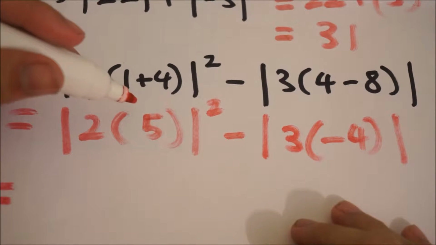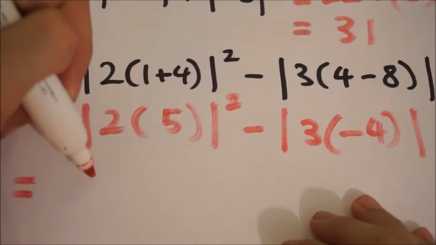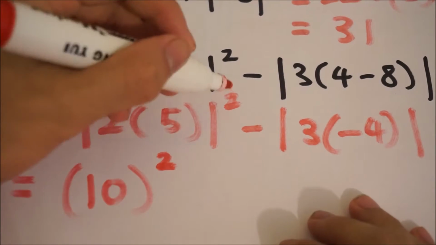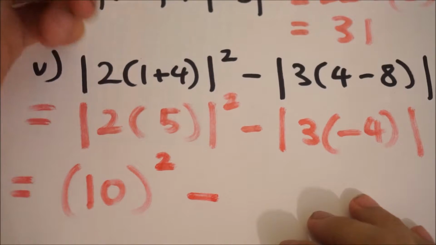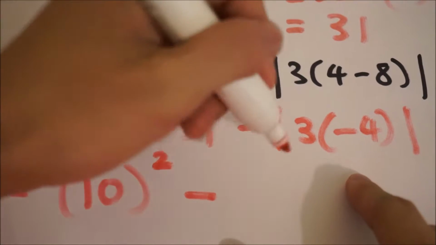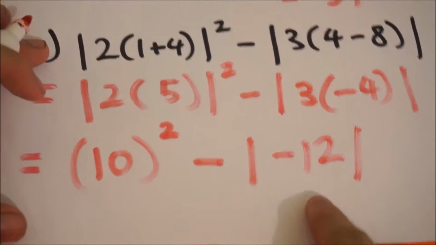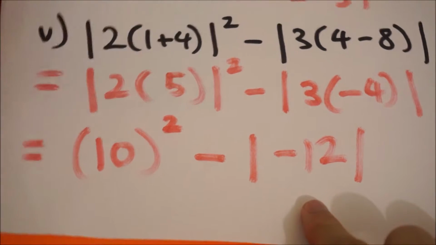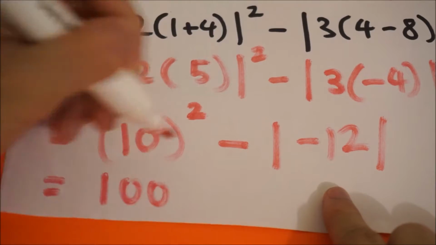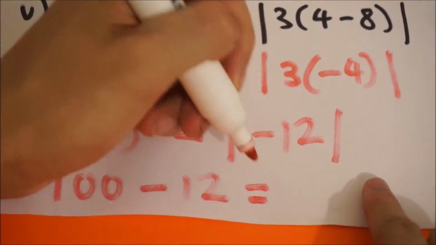Now 2 multiplied by 5 is 10. And 10 is very positive, so I can apply the absolute value. I'm going to keep the indices, so it's 10 squared. And then I've got 3 multiplied by negative 4, which is negative 12. I want to apply the absolute value here, which means that this actually becomes positive. So after simplifying, 10 squared is just 100, minus 12, and that's just going to equal 88.